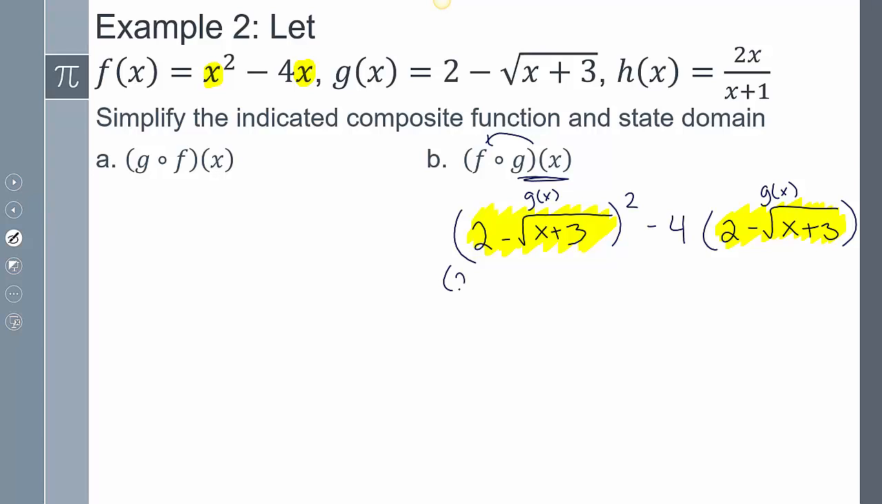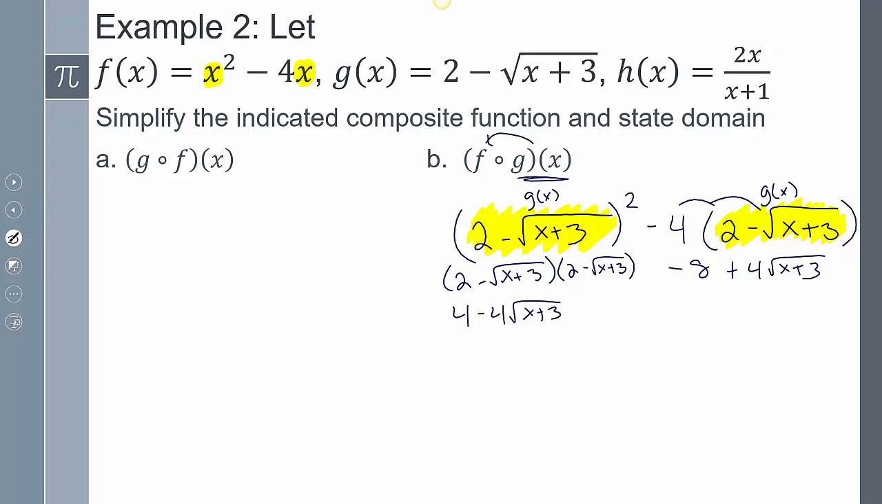And so now this is FOIL. And then this is distributing. So I get -8 and then +4 square root of x plus 3. Now if I FOIL this together, I'm going to get 4 minus 4 square root of x plus 3 and then plus parentheses x plus 3. And then I get -8 plus 4 square root of x plus 3.